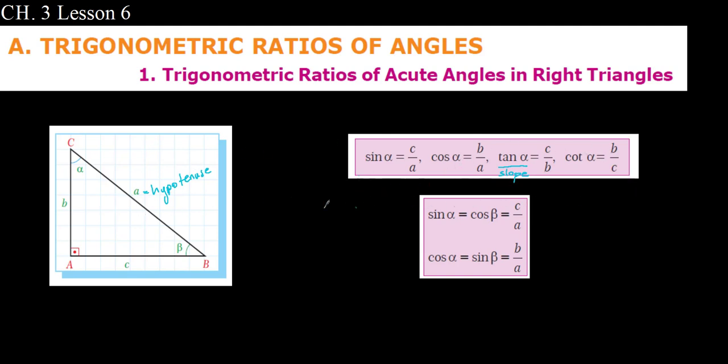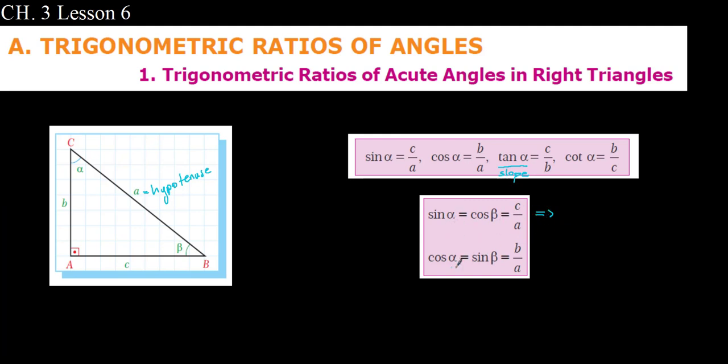And since we have the right triangle, in the right triangle we have two angles different than 90 degrees. They are also called complementary angles, alpha plus beta, since it's equal to 90 degrees. Sine alpha is equal to cosine beta, it has to be, and this is equal to c over a. Sine alpha, if you remember, c over a, and cosine beta c over a also.